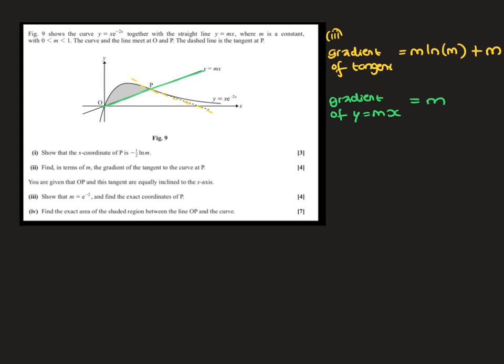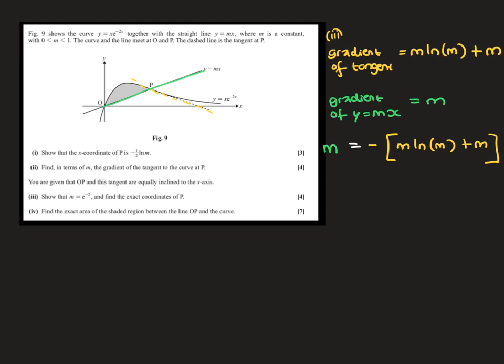Now, what we know is that they have equal inclination to the x-axis, which means if the green gradient was equal to 2, then the yellow gradient would be equal to -2. If the green line had a gradient of 5, then the yellow dotted line would have a gradient of -5. So they are gradients of the same magnitude, but they are the negative of each other. So I can say that m is equal to negative m ln m plus m.